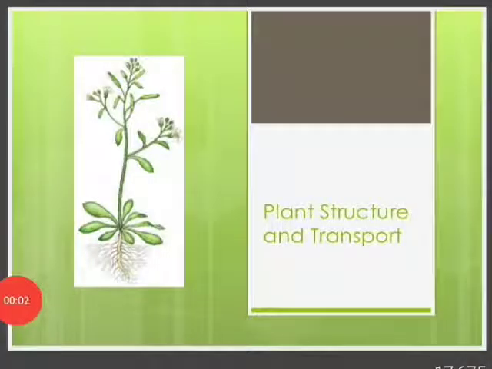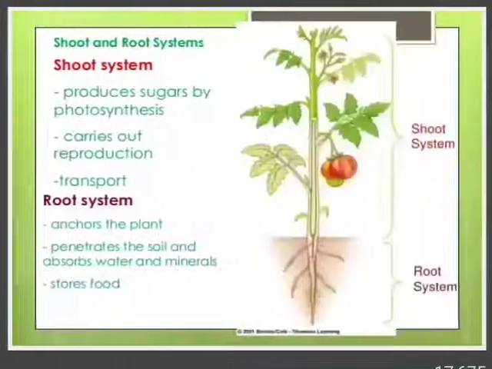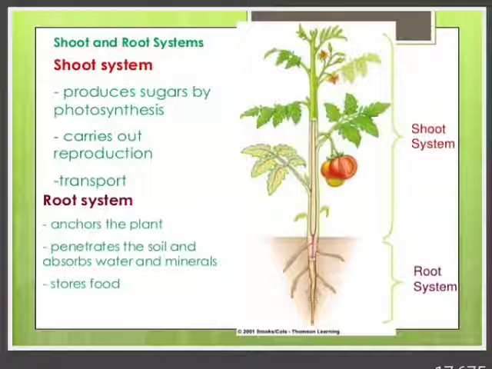Namaste students. Today we will start with plant structure and functioning. This is the plant structure; two systems are present in it. One is the shoot system, and the other is the root system. The shoot system produces sugars by photosynthesis and carries out reproduction and transportation. The root system anchors the plant, penetrates the soil, absorbs water and minerals, and stores food.